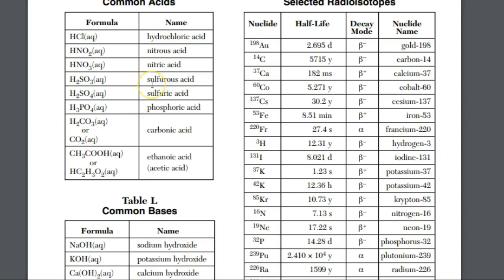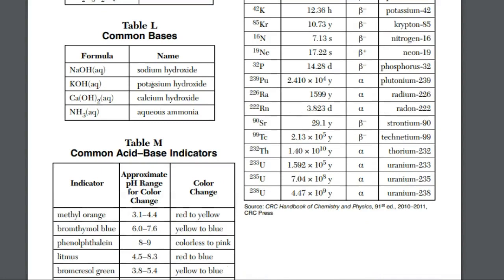Then if I scroll to the second table, known as common bases, you see that the first 3 are a metal with the polyatomic ion hydroxide. So any metal with hydroxide is a base, and then there's a special one here for ammonia. Ammonia is NH3. We don't see OH. So that's where the other acid-base theory is going to come into play.